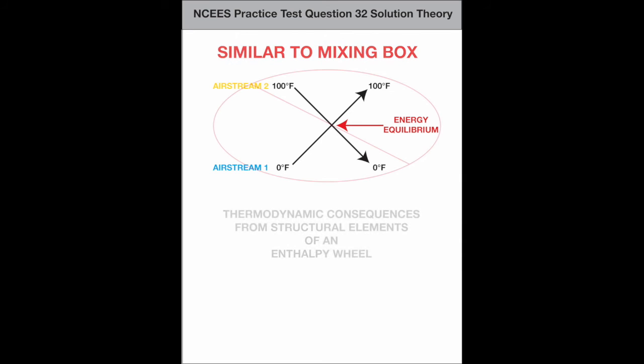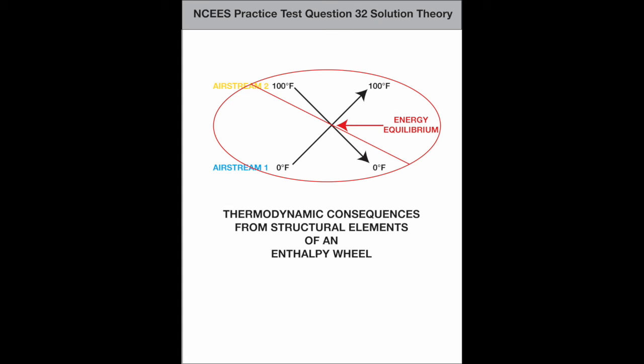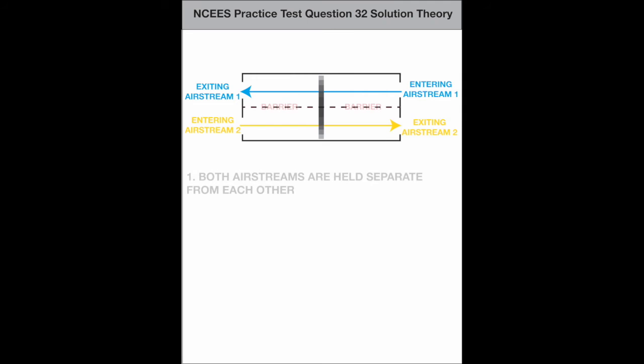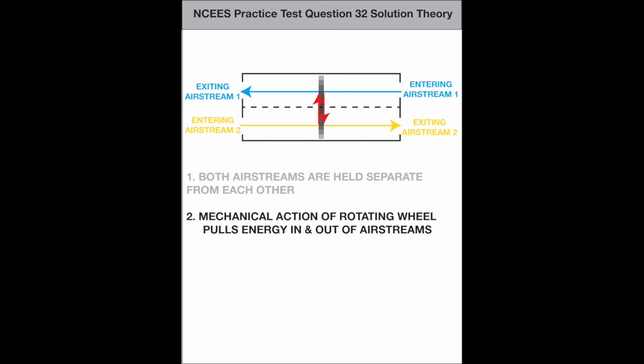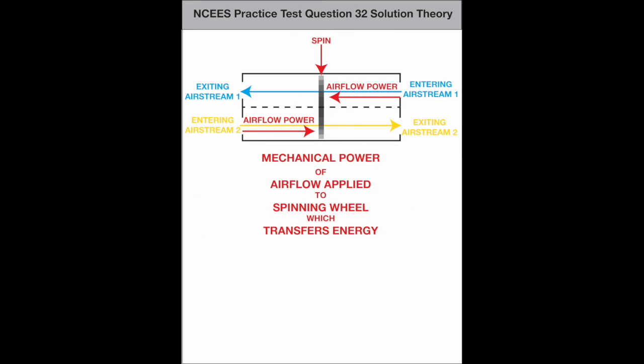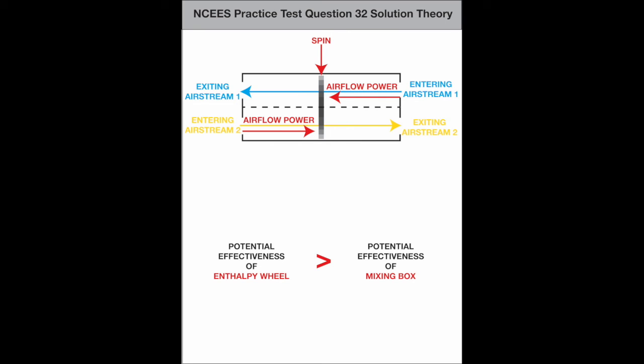But recognize that there are big thermodynamic consequences from 2 structural elements of an enthalpy wheel. 1, both airstreams are held separate from each other. And 2, the mechanical action of a rotating wheel that instantaneously pulls energy in and out of the airstreams. Because the flow of air is powering a spinning wheel, an enthalpy wheel can have greater effectiveness than the mixing box, which doesn't convert the mechanical flow of air into anything useful.